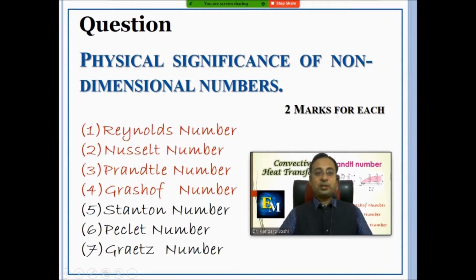So the question was, write the physical signification of the following non-dimensional numbers. Here each number carries 2 marks. The first 4 numbers, Reynolds number, Nusselt number, Prandtl number and Grashof number, have been asked many times in GTU exam. And the remaining, Stanton number, Peclet number and Graetz number, have been asked rarely. So let's start with some revision.